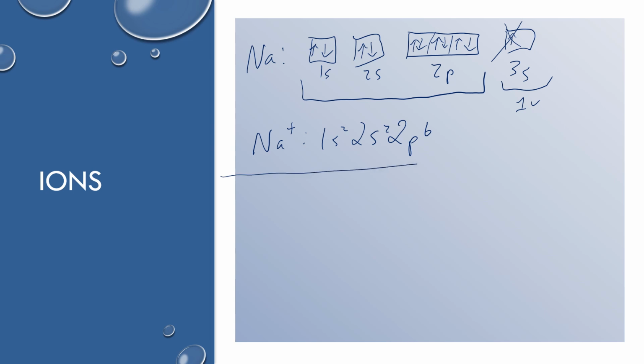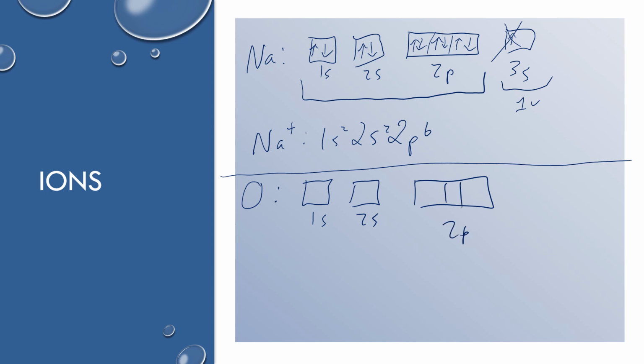Now for negatively charged ions, let's look at oxygen. Oxygen has 8 electrons: 1s, 2s, 2p. Oxygen's a nonmetal. It likes to gain electrons. And the reason why it wants to gain electrons is because it has 6 valence electrons. 6 valence electrons means it's only 2 away from filling up its shell and becoming like neon.